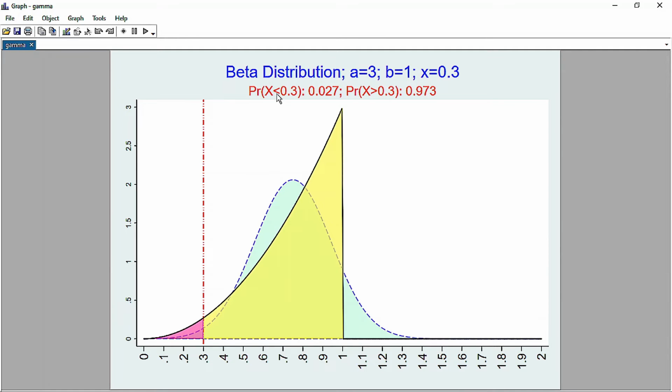While in our left tail test, x is less than 0.3, the p-value is 2%, or let us call it 3%, which is less than our alpha value. And that is why we reject the null in this case, and we conclude that the value of x is in fact less than 0.3. And at the backdrop, we have a normal distribution with the mean and variance equal to the mean and variance of this beta distribution.